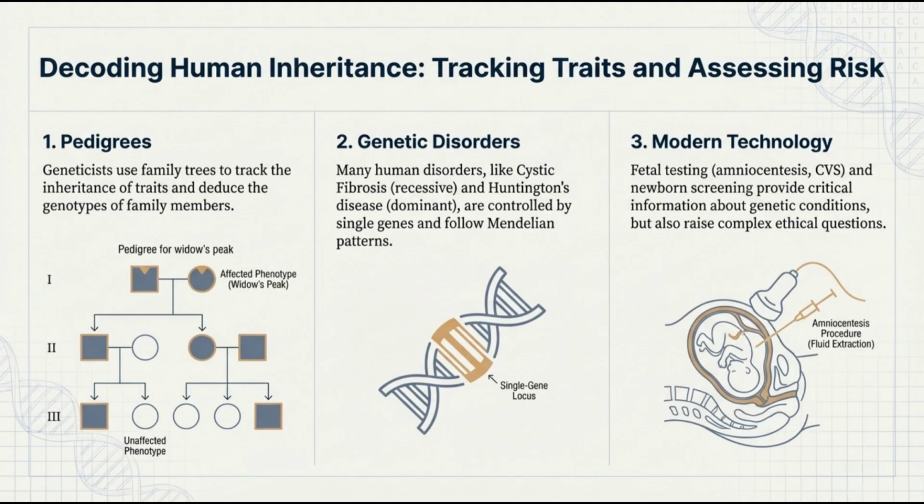And we now know that many serious genetic disorders follow these predictable Mendelian patterns. Cystic fibrosis, for instance, is a recessive disorder. Meaning you need two copies of that defective allele to be affected. Right. And then you have disorders like Huntington's disease, which is dominant. So you only need one copy of the allele. But the really unsettling part about Huntington's is that it's late appearing. Symptoms often don't show up until middle age.